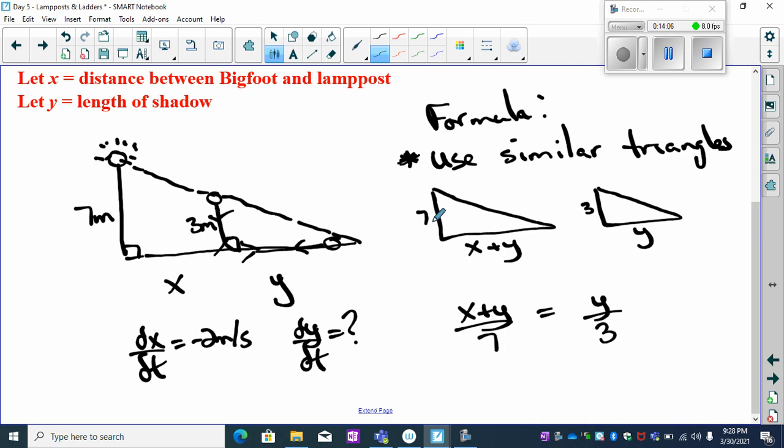And again, sometimes people go 7 over 3 is equal to x plus y over y. It doesn't matter how you set it up. Or you could go 7 over x plus y equals 3 over y. Just make sure that if you put the base over the height for the large triangle, you do the same thing for the small one. A common mistake is people would go base over height and then flip it and go height over base. But look, I've got the base x plus y over the height 7, and the base y over the height 3.